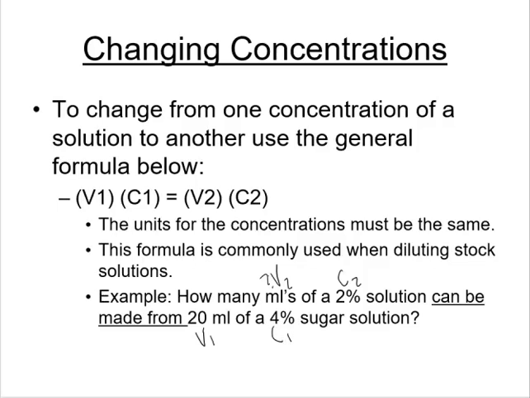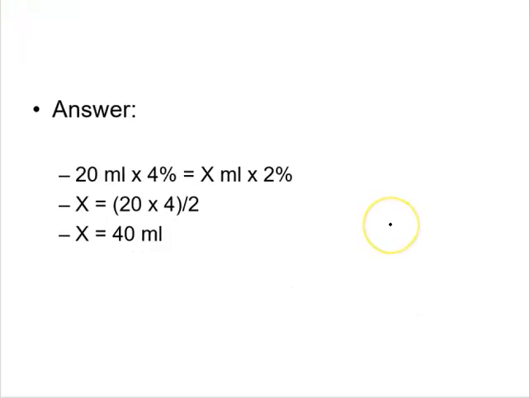So then we can go and plug that into the formula. Our formula looks like this. Our 20 is our V1, our 4% is our C1, our X is our V2, and our 2% is our C2. And then it's just a matter of solving the formula. You want to get the X by itself, so you're going to end up with an answer of 40 milliliters.